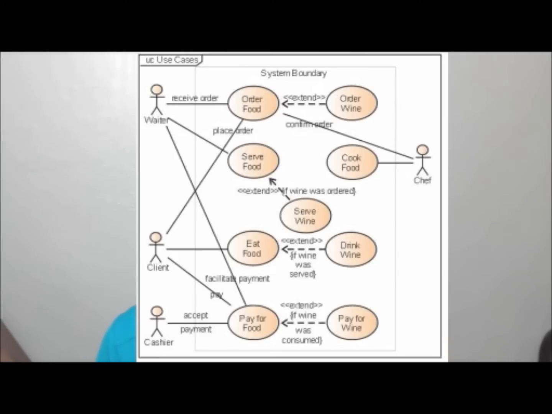Then the client needs to pay, and you can see this oval bottom left of our system's boundary is something that says pay for food. Also off to the right of it is pay for wine if we ordered wine. And that payment obviously goes out to the actor at the bottom left there that says accept payment to the cashier. So that's a pretty decent use case diagram for a client at a restaurant.